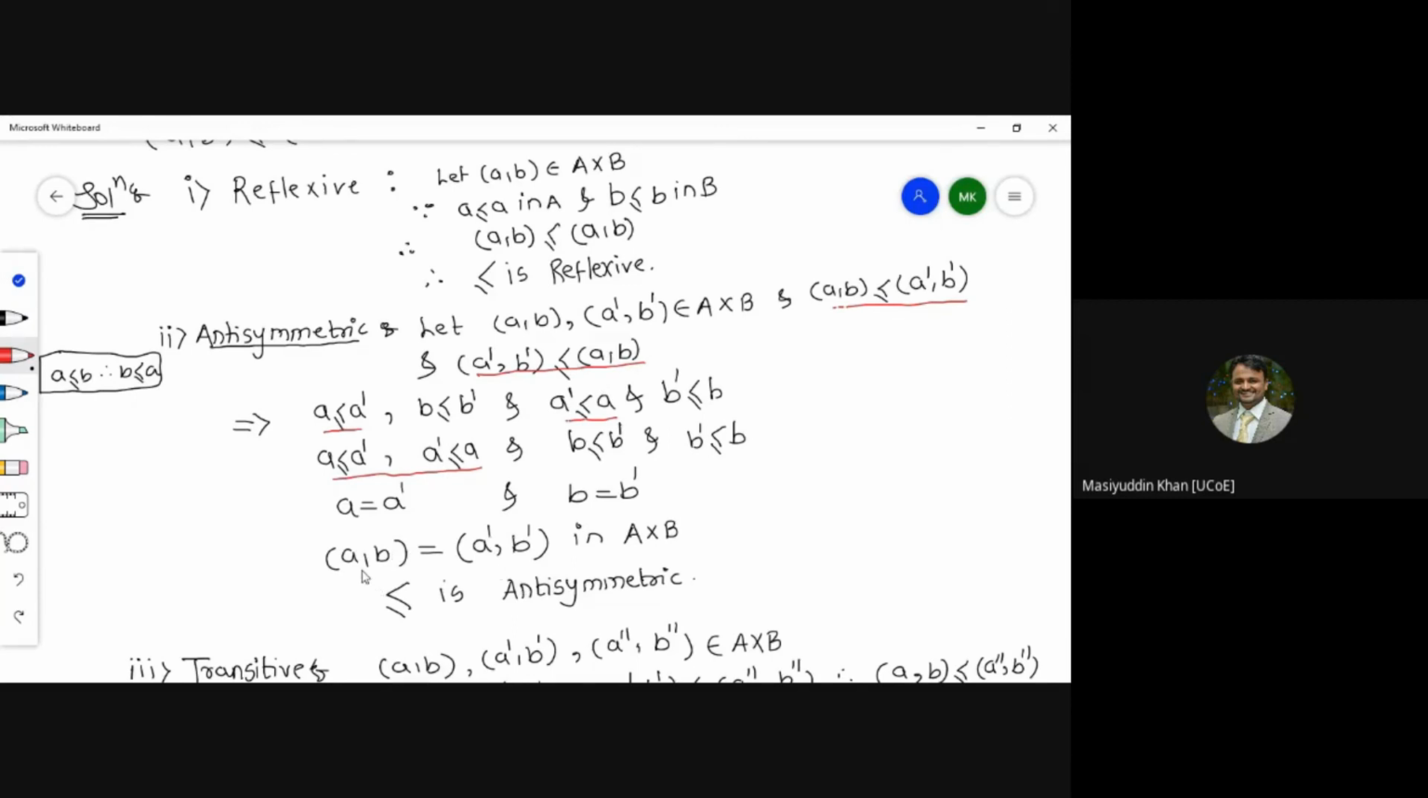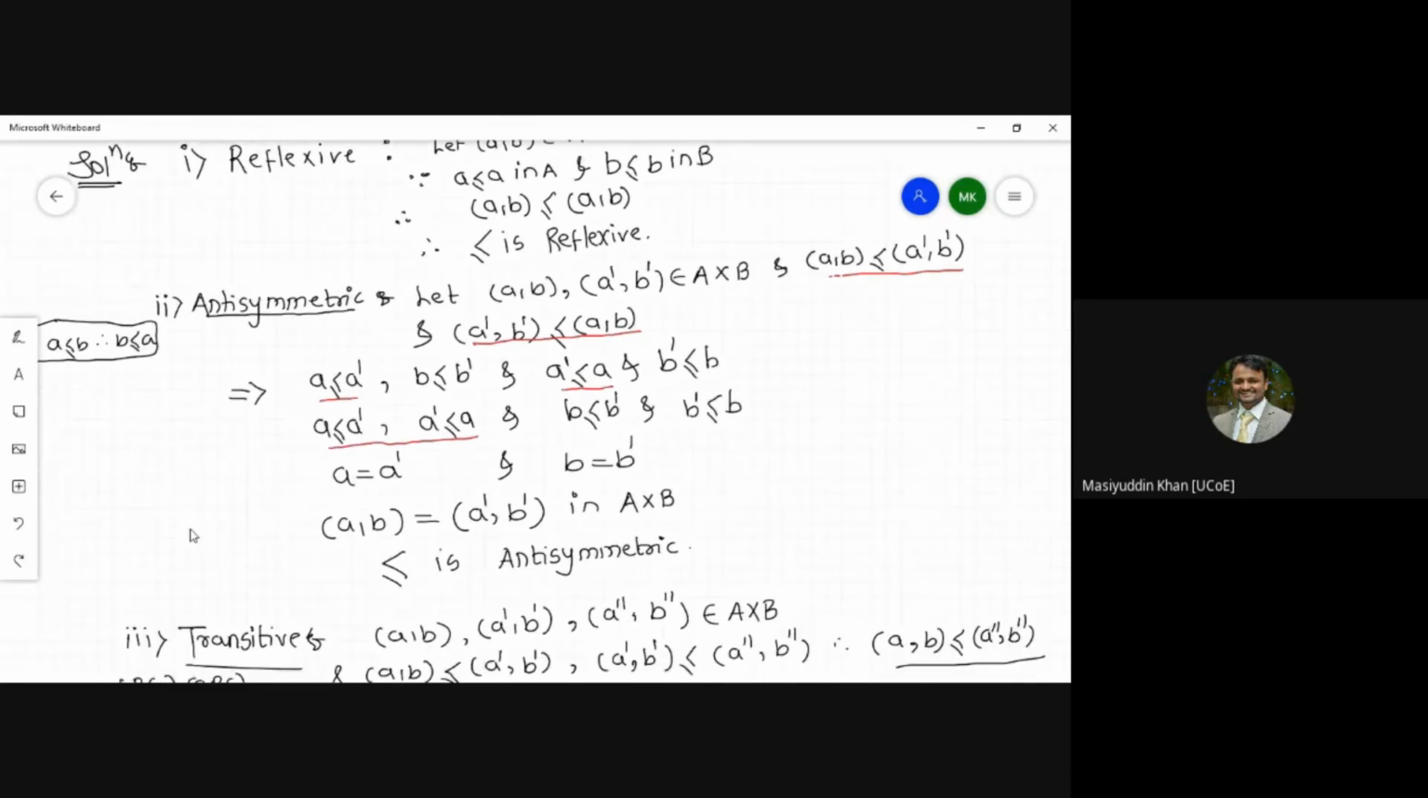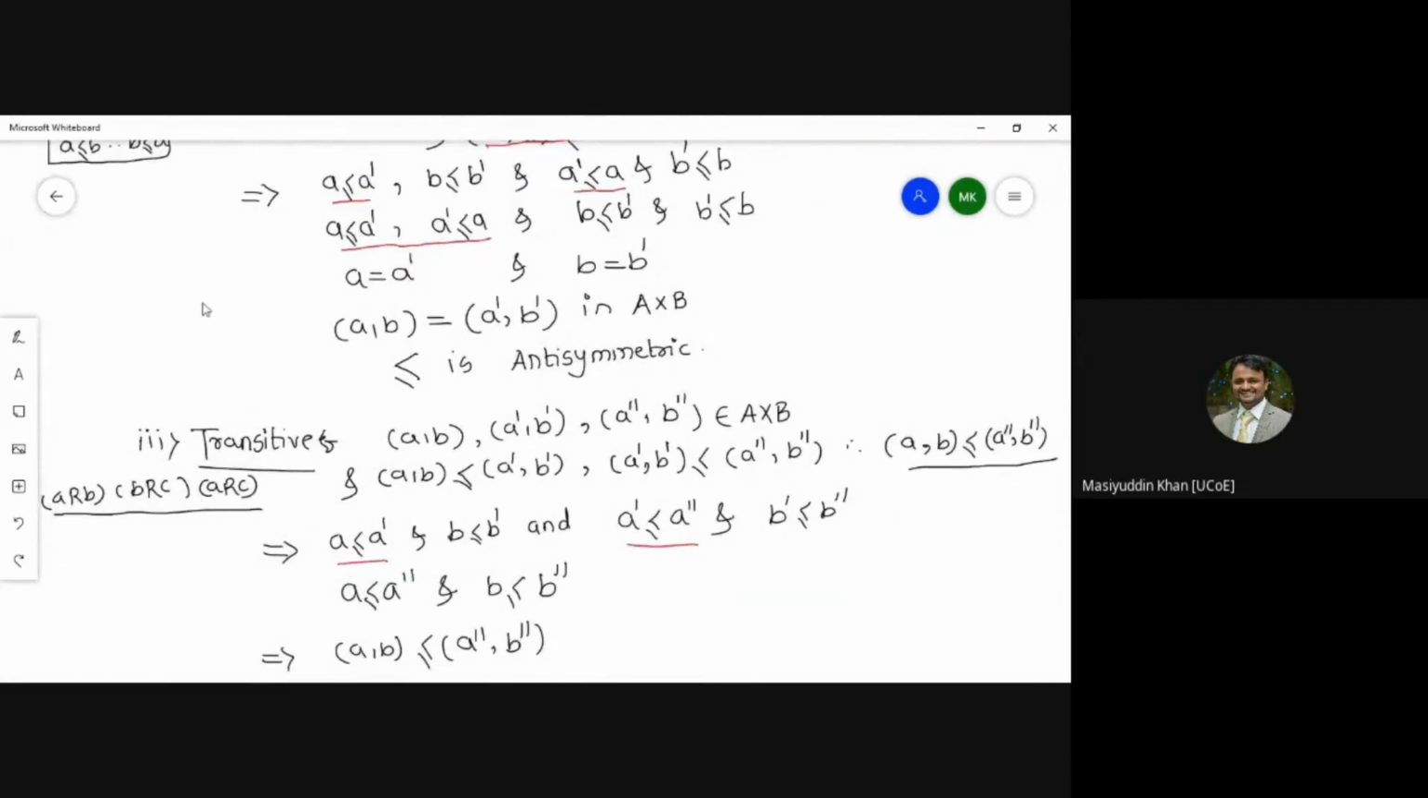Therefore (a, b) and (a', b') in A × B are equal. Now this is known as antisymmetric. Now, moving ahead with the transitive part. Transitive means always remember, a related to b, b related to c, therefore a related to c.